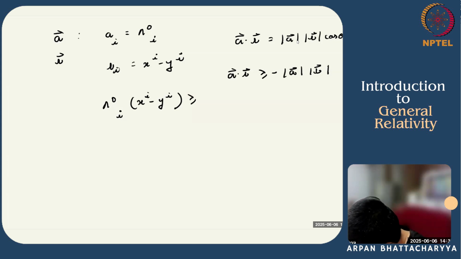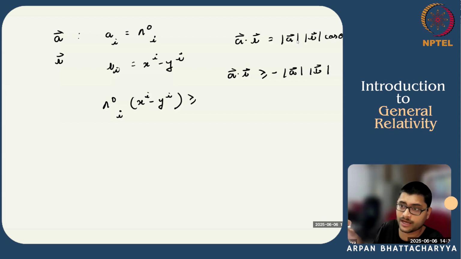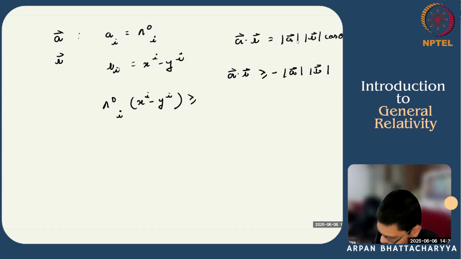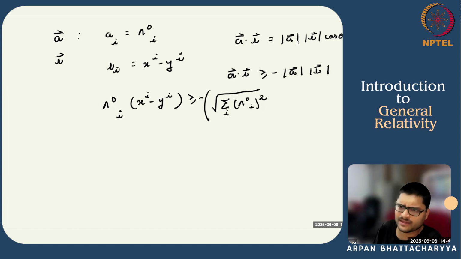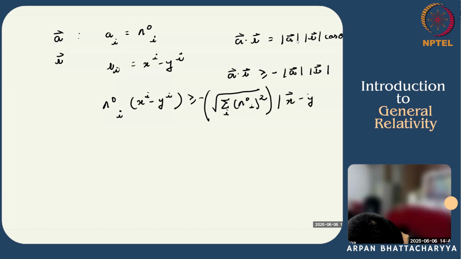So what is the mod of A? This is nothing but the square of each of these lambda 0 i's, summed, and then square root. So the mod of A is the square root of the sum over i of lambda 0 i squared. I'm keeping the sum explicit, but again to remind you, a repeated index is summed over.